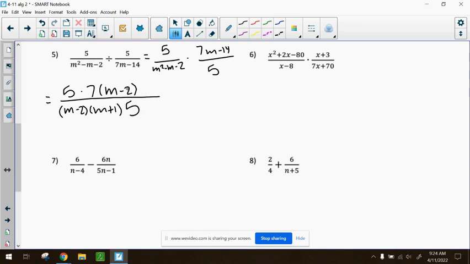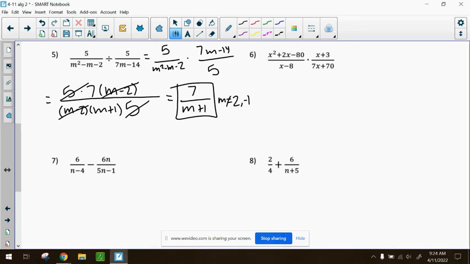So when we look to cancel all that we can, the 5s will go away. M minus 2s will go away. So my answer is 7 over m plus 1. With our restrictions, m cannot be equal to 2 or negative 1. Notice that this 5 does not give me a restriction. That 5 is just a regular number, which is fine.